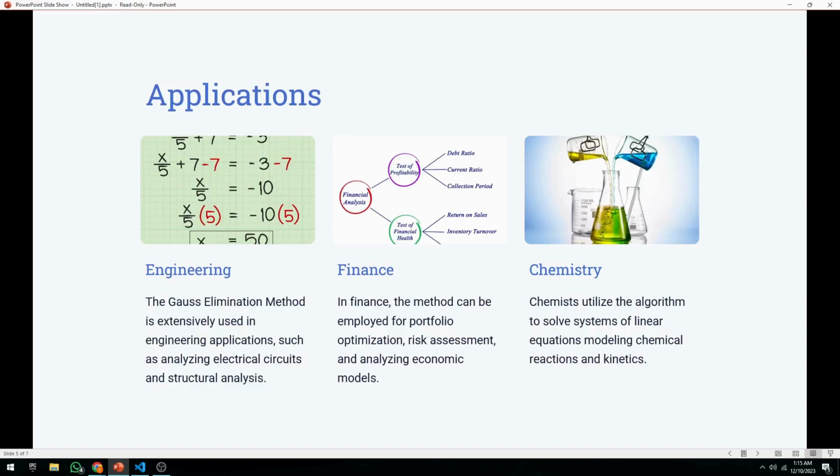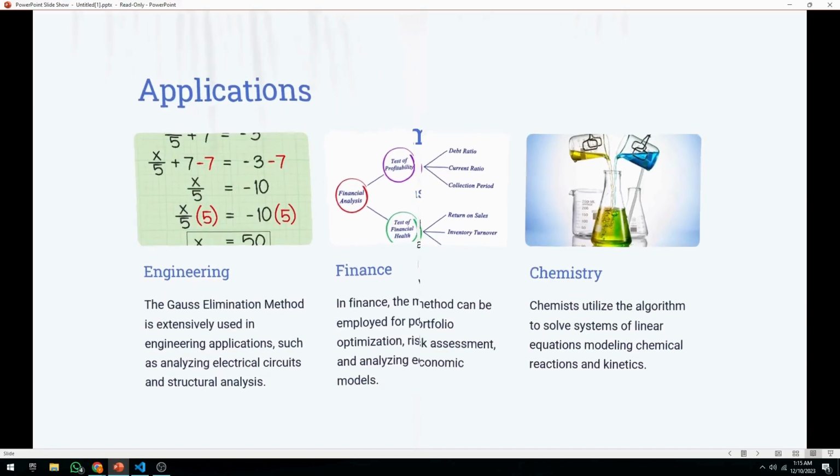Basically, economic models and financial systems involve solving a large number of systems of linear equations. So the Gauss elimination method is employed there. Then we have machine learning. Gaussian elimination is also used in machine learning and other domains like finance and chemistry. Now we are moving to the next.